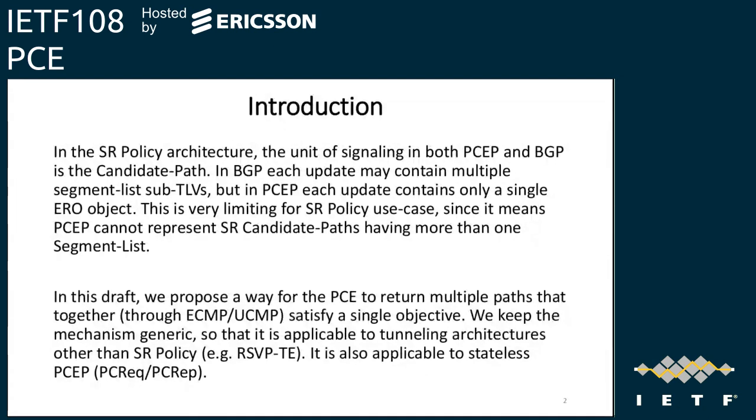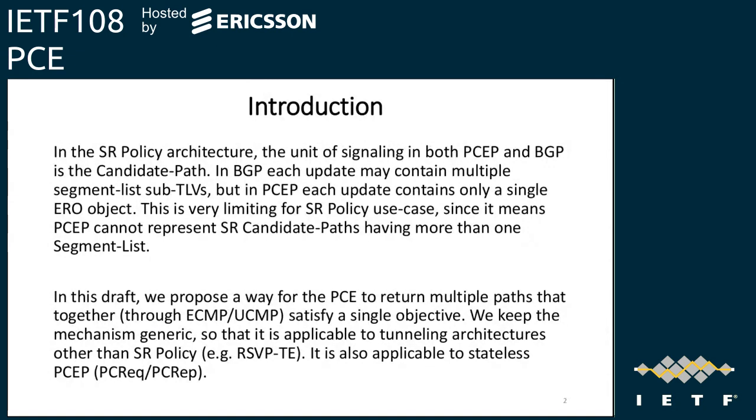Thanks. In the SR policy architecture, the unit of signaling in both PCEP and BGP is the candidate path. In BGP, each update may contain multiple segment list sub-TLVs. But in PCEP, each update or report can have only a single ERO object. This is very limiting for the SR policy use case, because we cannot represent an SR candidate path that has more than one segment list.